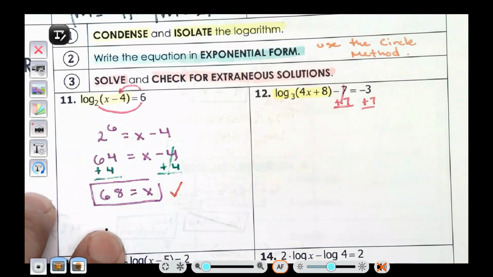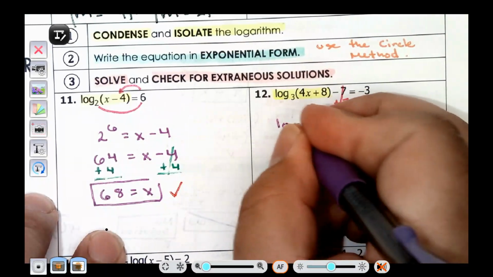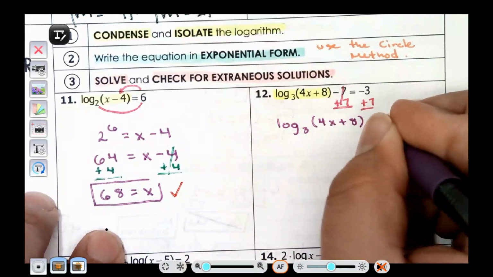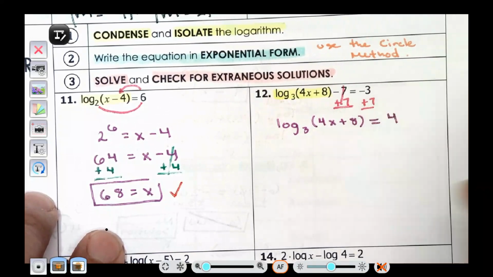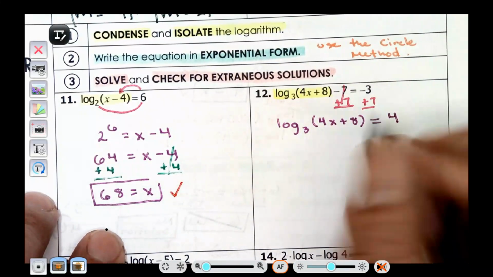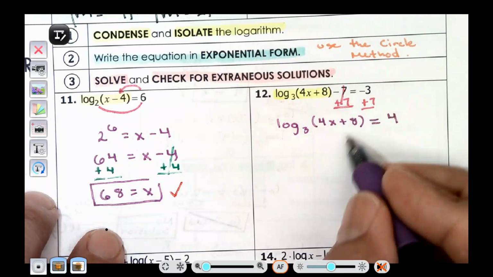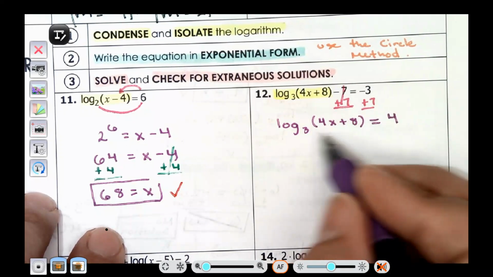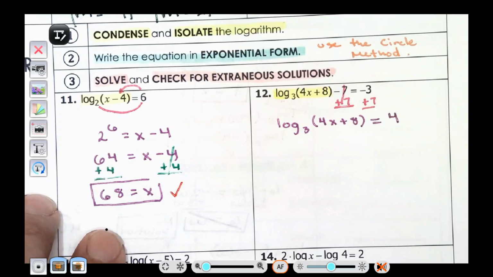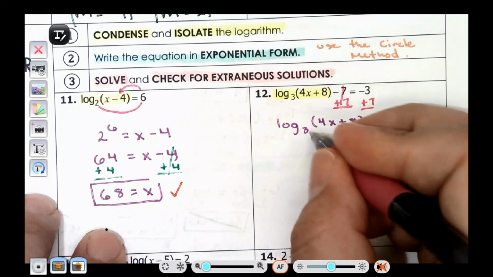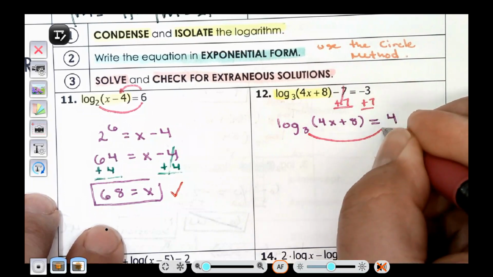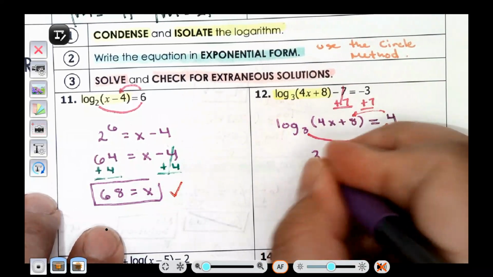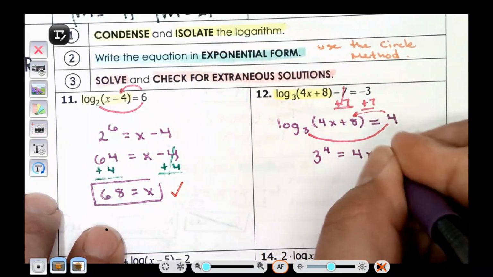Isolation of the log. Again, you cannot use the circle method until the log, its base and its value here, are completely by itself. See, on this side, negative 3 and 7 is now a 4. But again, I could not use the circle method earlier because that 7 was messing it up. Now, is it isolated? Yeah. You can't get rid of the 8. You can't get rid of the 4. It's stuck inside. Well, then let's get it out of there. And the only way to get it out is to use our circle method where I start at the base, go to the other side of the equals, and then I come back over here to the log. So it says 3 to the power of 4 is equal to 4x plus 8.